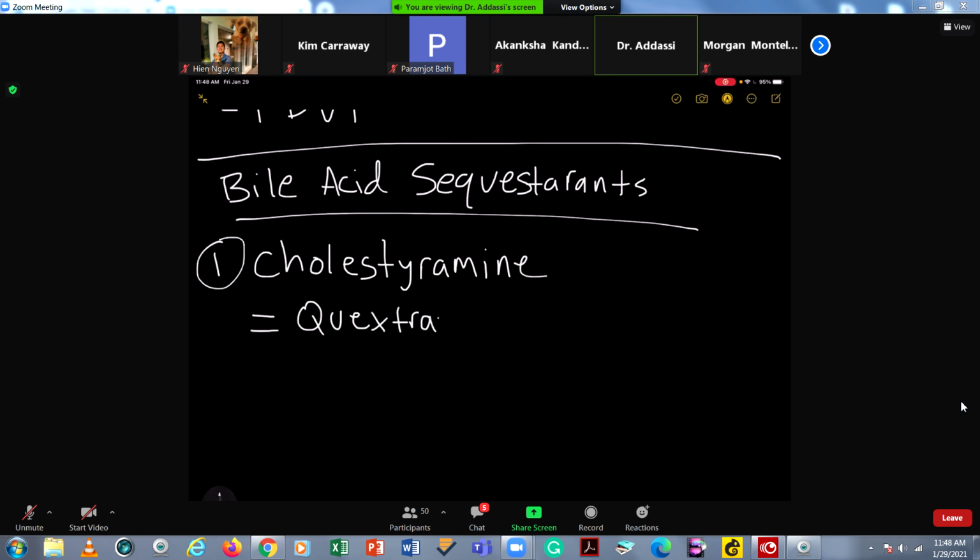Questran, and Prevalite. Increases your triglycerides. And these are actually very well known to cause constipation.